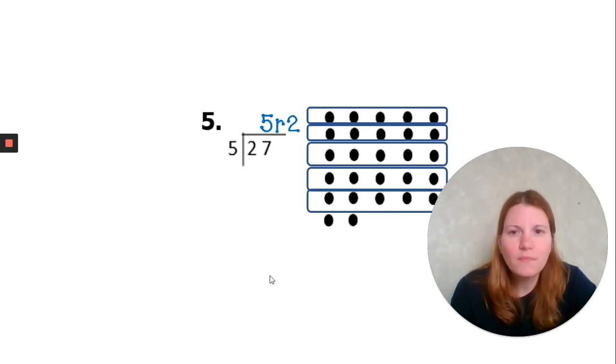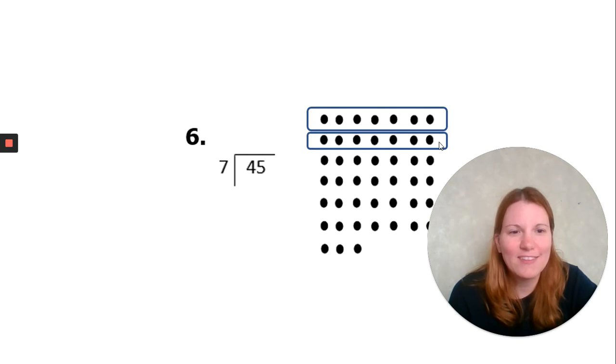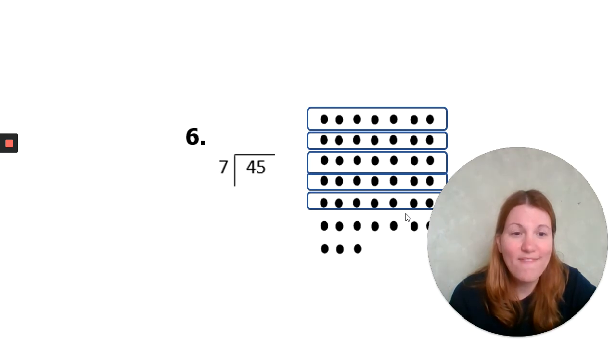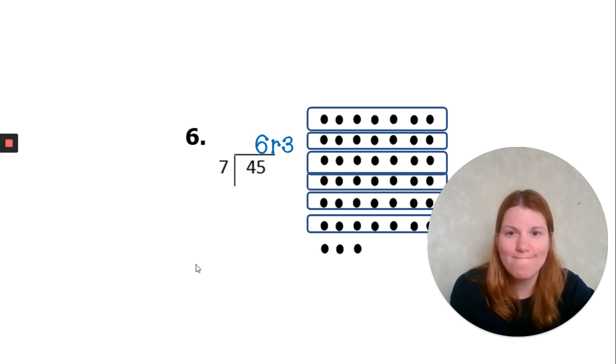Number 6. Let's go ahead and take a look at 45 divided by 7. So 45 dots all together, dividing it up into groups of 7. How many groups of 7 can I make? Well, there's 1, 2, 3, 4, 5, 6, 7 in one row. Again, this is an array here. So let's circle groups of 7. There's 1 group of 7, 2, 3, 4, 5, 6, and that's all I can make. So there's 6 rows of 7, and then I can see that there are 3 left over. So 45 divided by 7 is 6, remainder 3.